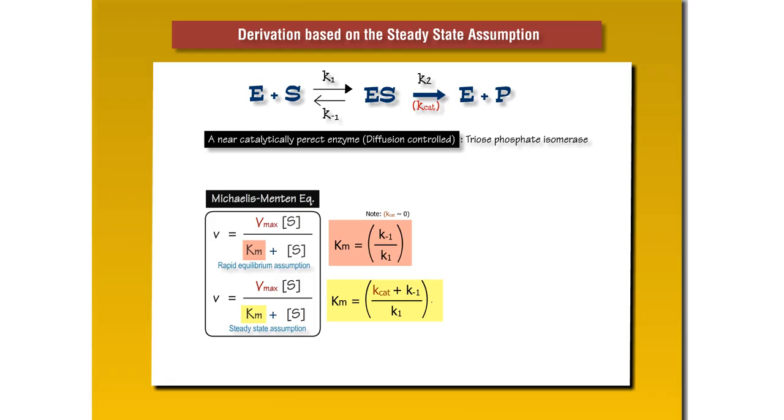Most enzymes encountered, on the other hand, are less catalytically active. If an enzyme is catalytically slow, then Kcat can be assumed to be small and ignored. In this case, the rapid equilibrium assumption can be made, and Km is equal to K-1 divided by K1. The Km determined from the plot is the true dissociation constant, or Kd, of the substrate from the active site of the enzyme.